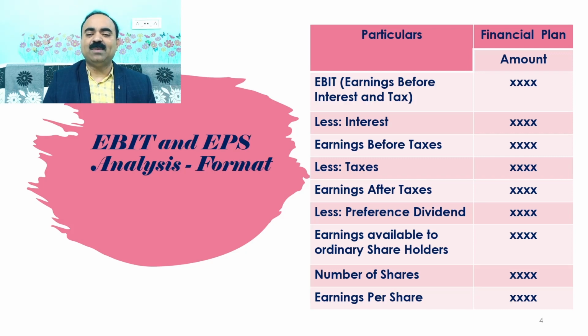We need to subtract interest from EBIT to get earnings before taxes. Then we need to subtract taxes from earnings before taxes to get earnings after taxes. Then we need to subtract preference dividend from earnings after taxes to get earnings available to ordinary shareholders. We will get earning per share by dividing earnings available to ordinary shareholders with the number of shares.